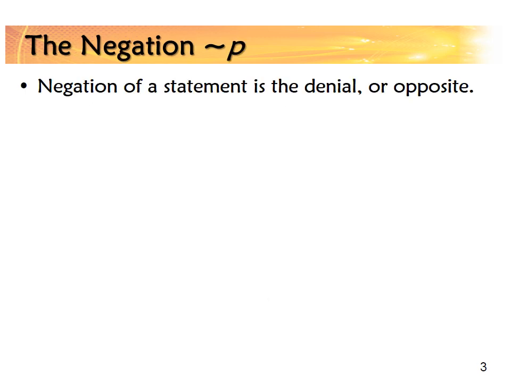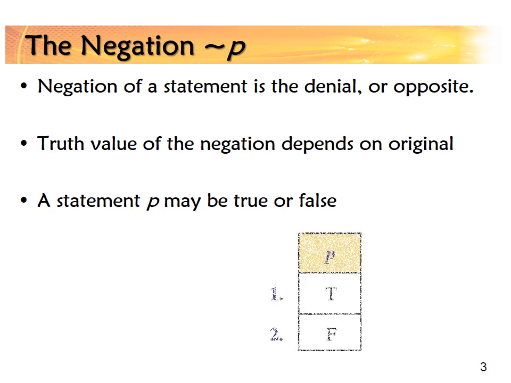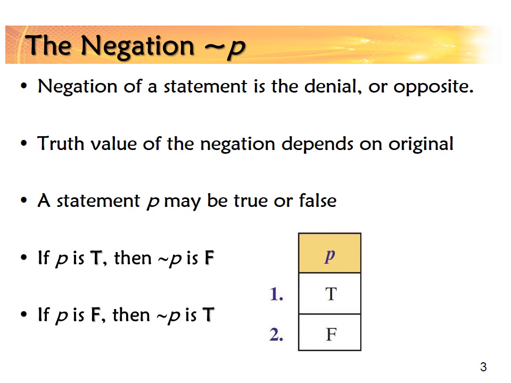We can use this to distinguish valid from invalid arguments. All right, so the negation of a statement is its denial or its opposite. So the truth value of the negation depends on the original. A statement may be true or false, P, like that. So a statement can be true or false depending upon what case you're taking, case 1 or case 2. If P is true, then not P is false, and if P is false, then not P is true.